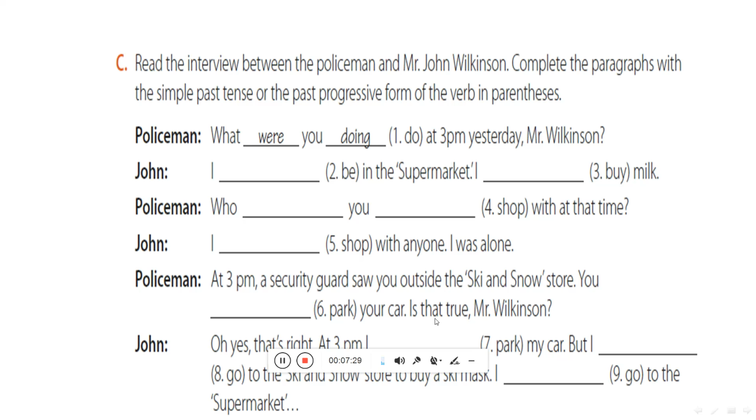Have a look at this exercise. Read the interview between the policeman and Mr. John Wilson. Complete the paragraphs with the simple past tense or the past progressive form of the verb in parentheses. What were you doing at 3 p.m. yesterday, Mr. Wilkinson? I be in the supermarket. I buy milk. Who? Can you think of the answers? Are you up to it? Okay. Think it over.